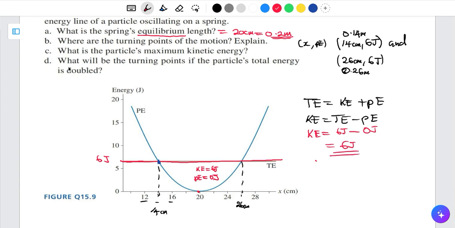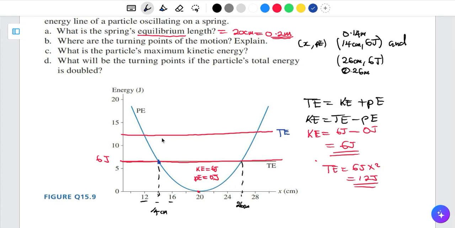For question D: what will be the turning points if the particle's total energy is doubled? The total energy that we have is 6 joules. If this is doubled, we multiply by 2, so it is 12 joules. We can imagine that 12 joules is somewhere here. Then I need to draw a line for the total energy. So this is our total energy line.